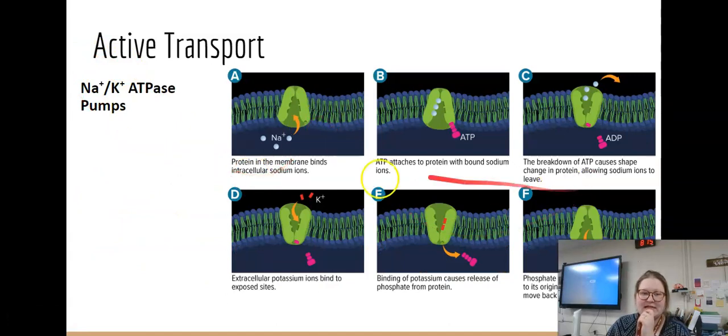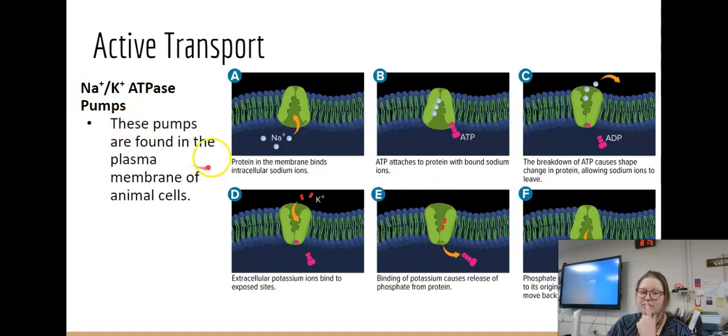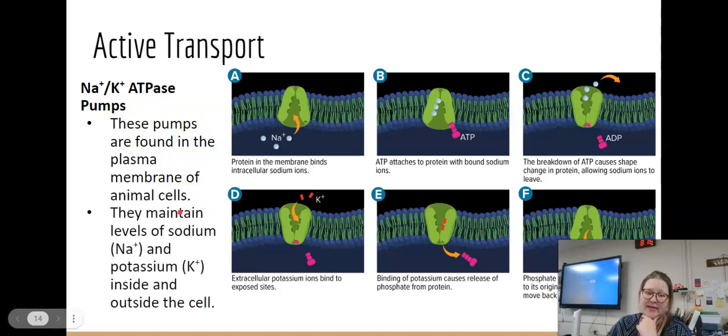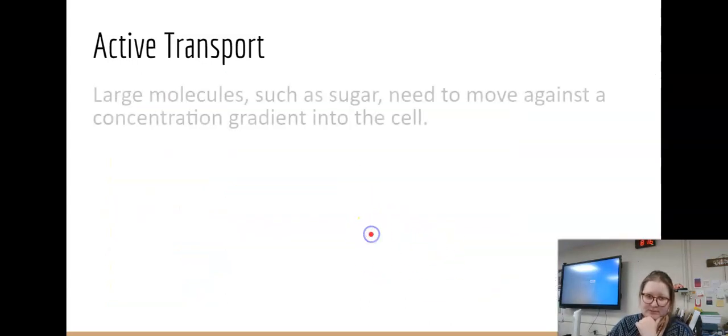So this is an example of a pump. This is the sodium-potassium ATPase pump. These pumps are found in the plasma membrane of animal cells. They maintain levels of sodium and potassium inside and outside of the cell. So it requires sodium and then ATP to release that sodium. And then as the potassium comes in, it releases a specific protein.